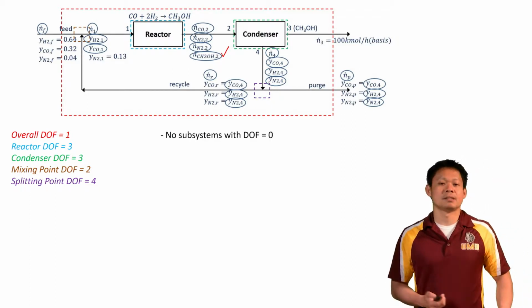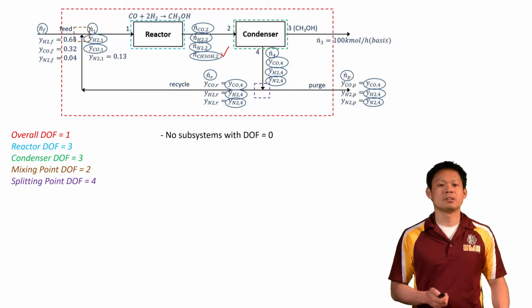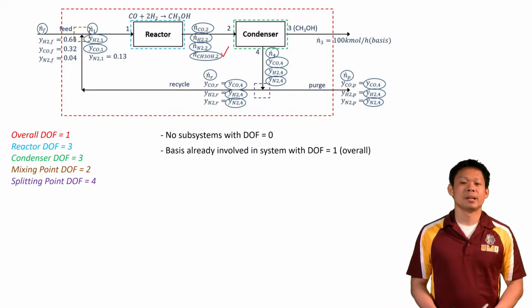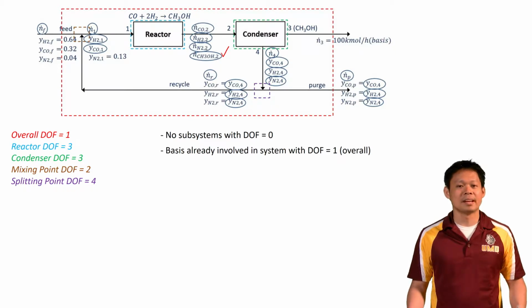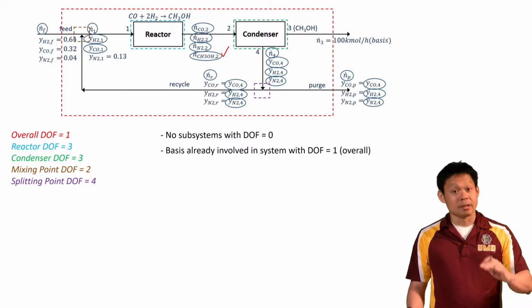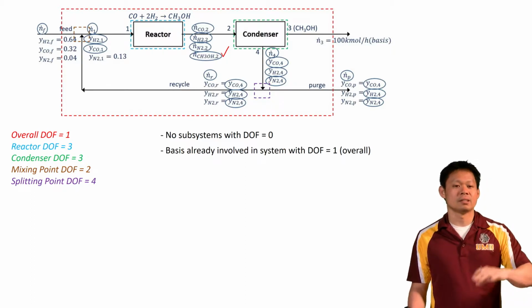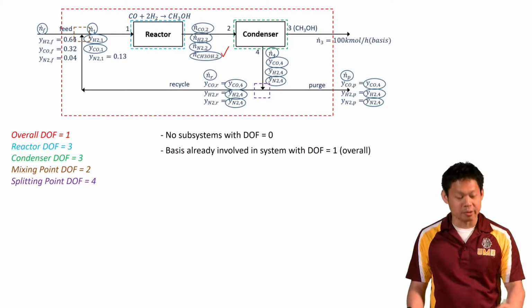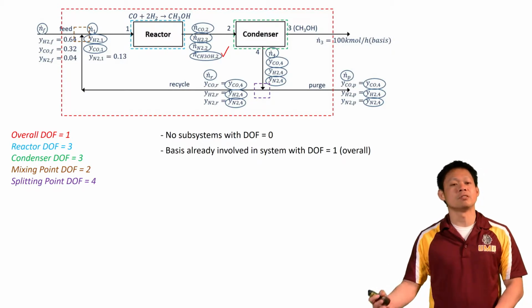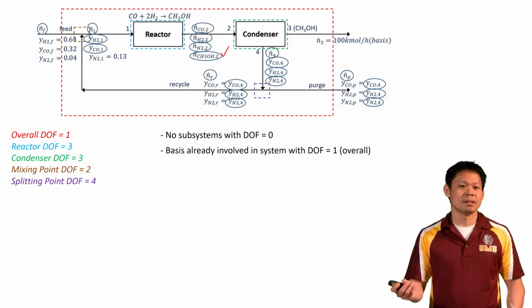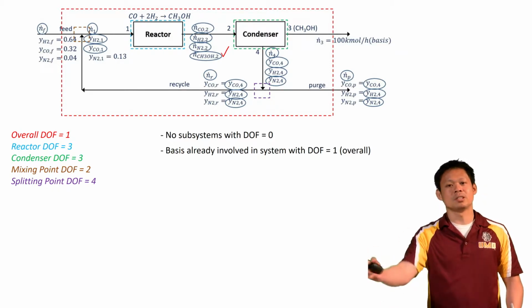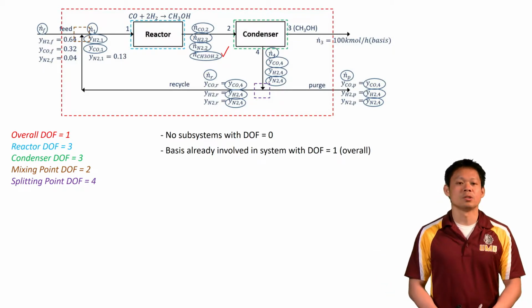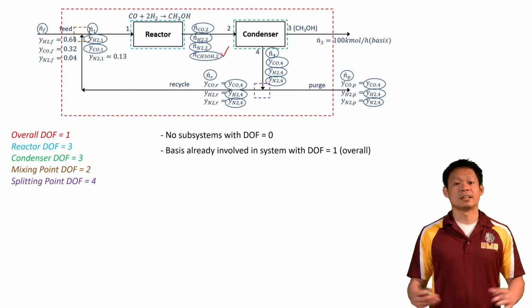Can we repick a basis? Let's go through this first. There are no subsystems with degree of freedom of 0. Can we repick a basis? And the answer is no. Again, repicking a basis alone will not do anything. Because in general, you want to repick a basis such that something with a degree of freedom of 1 drops to 0. In this case, our basis is already picked around the overall, so it already involves the overall degree of freedom. Repicking it is not going to drop it further down. You can repick something around the overall, but you lose this one anyway, so you're going to keep it at 1. So the basis is already involved around the system degree of freedom 1 that doesn't help.